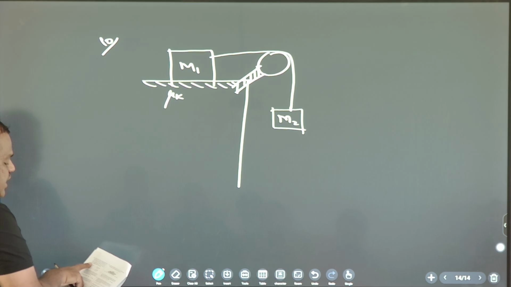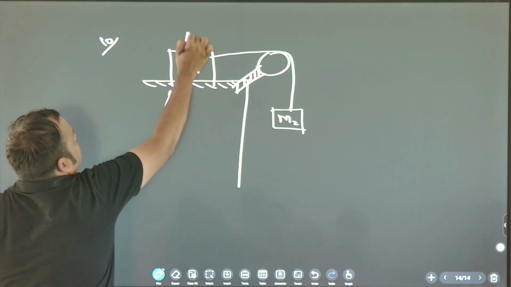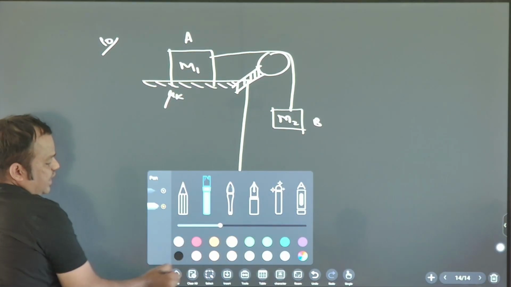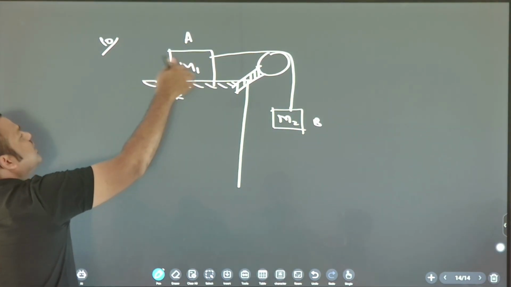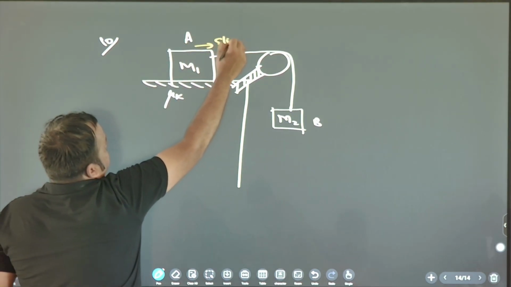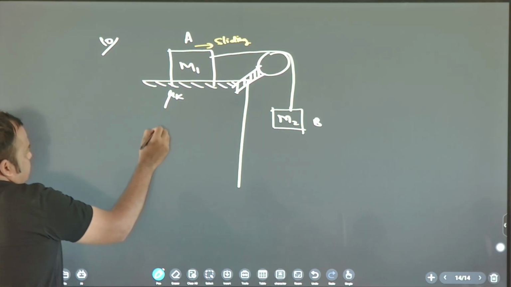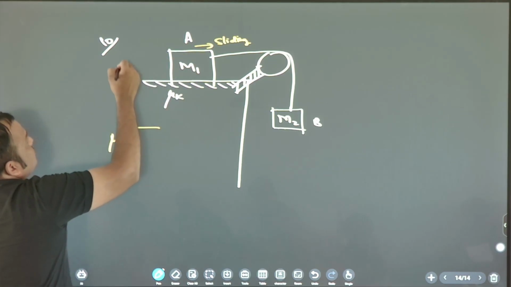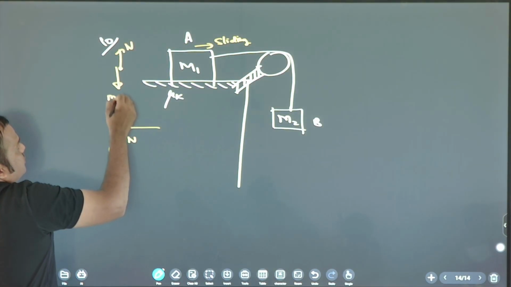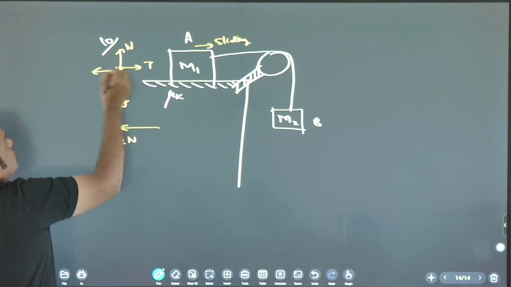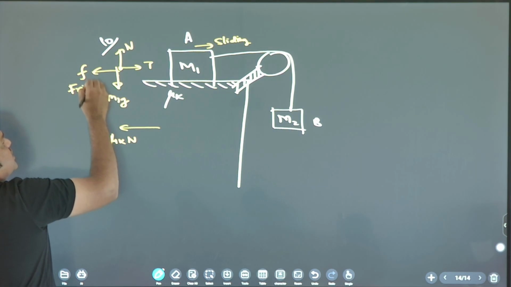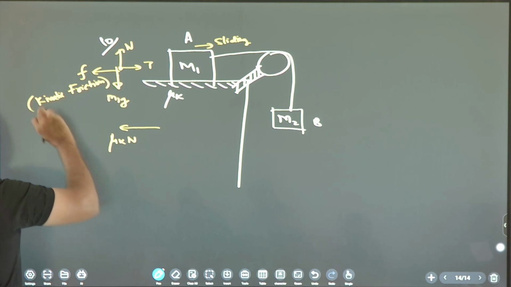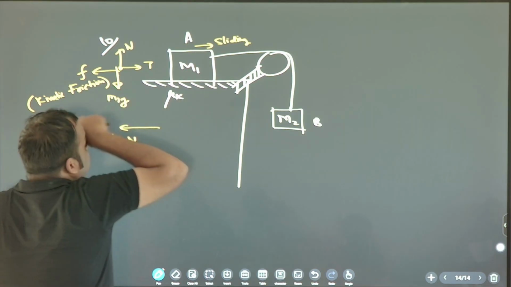When block A is sliding on the table, this is block A, block B. Now block A is sliding. So what friction is acting, kinetic or static? It is sliding, so kinetic. So friction force will be mu k N, and N is equal to m1g. Tension is on the right side, friction is on the left side. Small f means kinetic friction, correct? It is sliding to the right side.